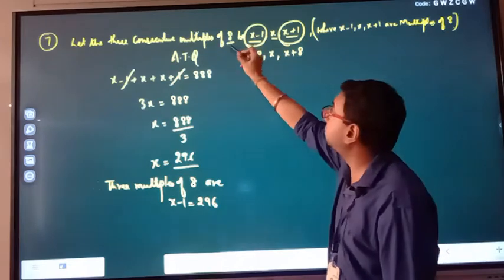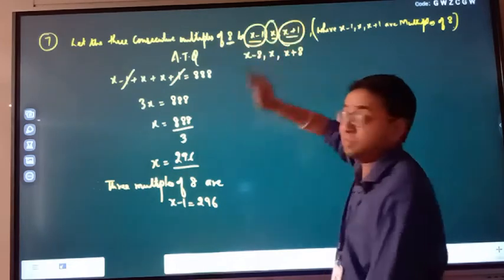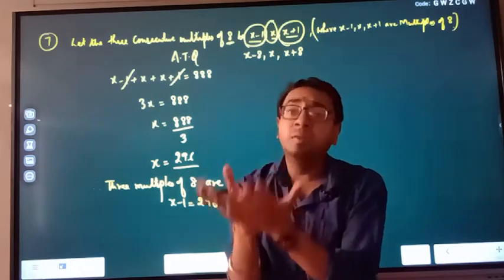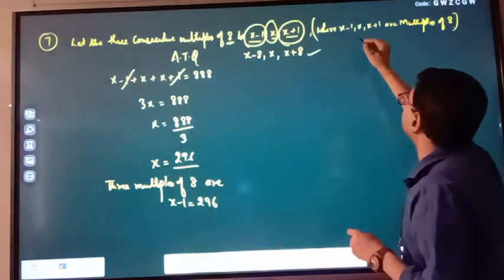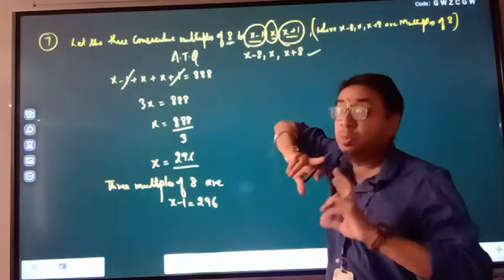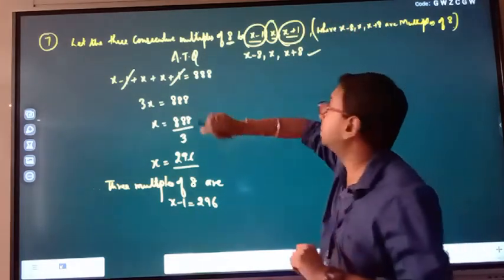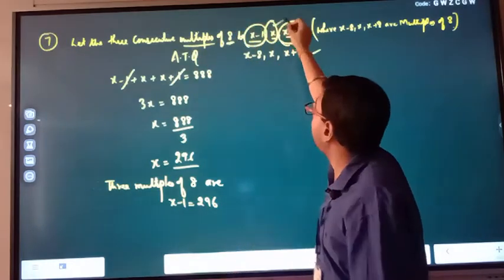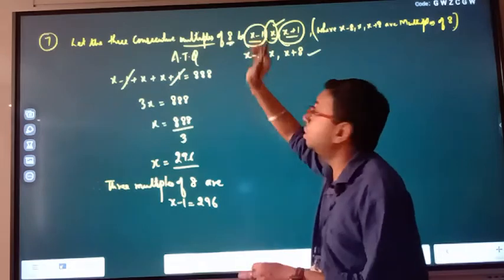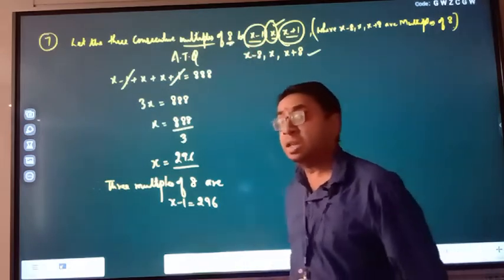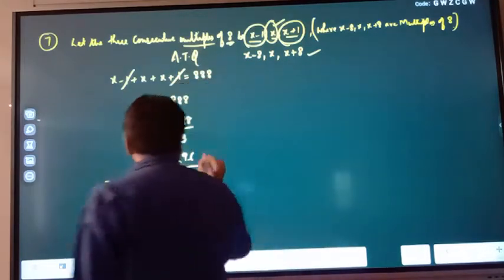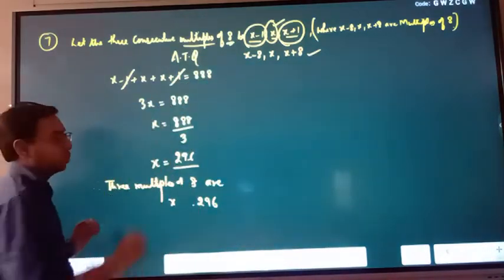Because if this is a multiple of 8, definitely if it will minus 8, again it will be a multiple of 8. If it will plus 8, again it will be a multiple of 8. So you have to be very careful when you are taking consecutive multiples. If you are taking x, next should be x minus 8 and next should be x plus 8, that multiple. For example, for 3 consecutive multiples of 6, you will be taking x minus 6, x, x plus 6. Clear? So here 8 has to be there.